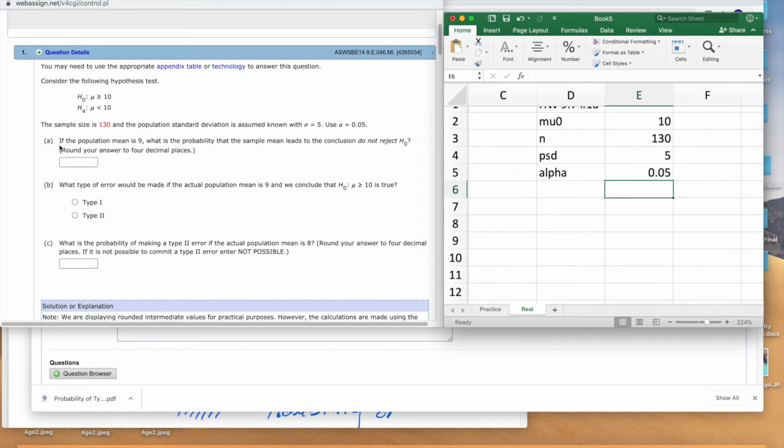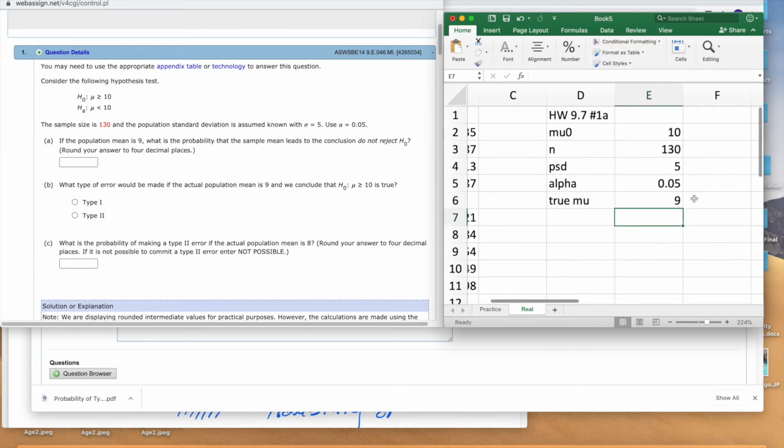Now, look at this. The population mean is 9, so that means they're telling us the true mu. They're telling us what it is. It's 9. The whole point of hypothesis testing is that we don't know what the true mu is, but you still might want to do problems like this in the real world.